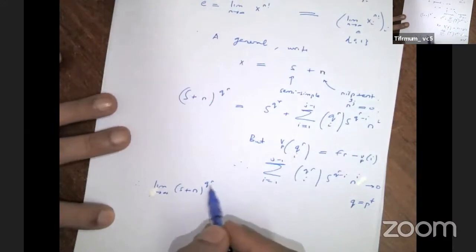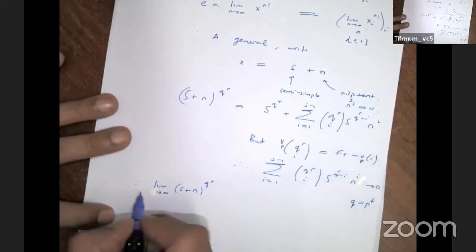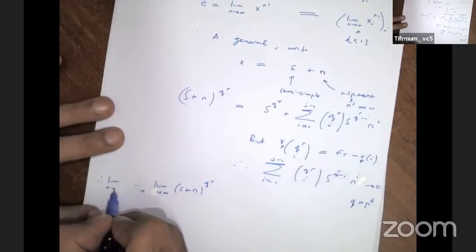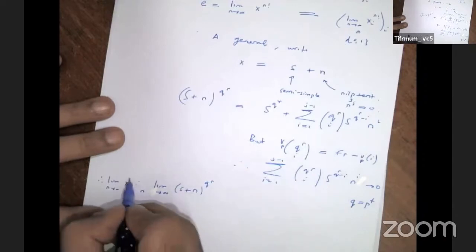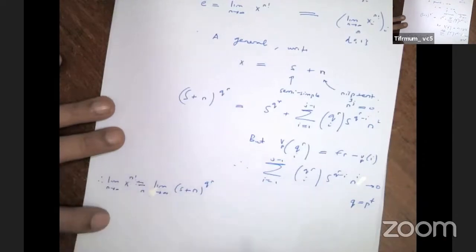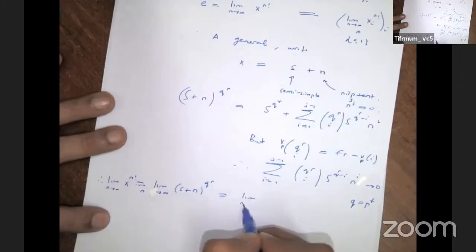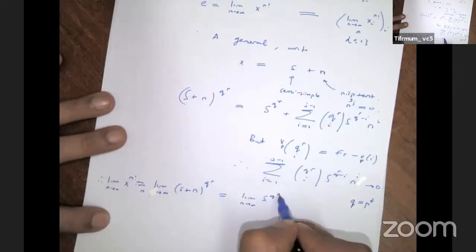Okay, let me write n only. But r is the largest r such that q to the r minus 1 divides n. This limit as n tends to infinity of x to the n factorial is equal to the limit as n tends to infinity of s to the q to the r, which exists, right?